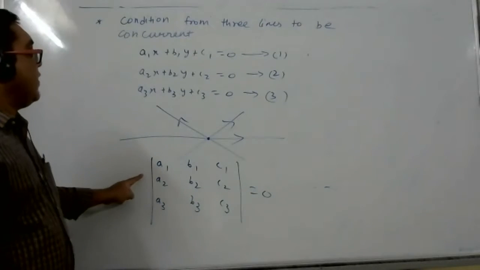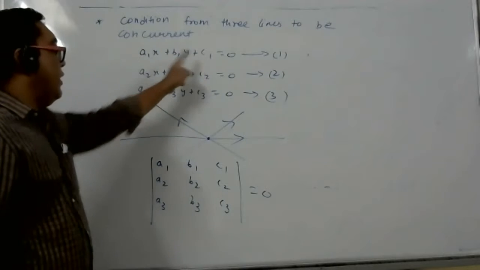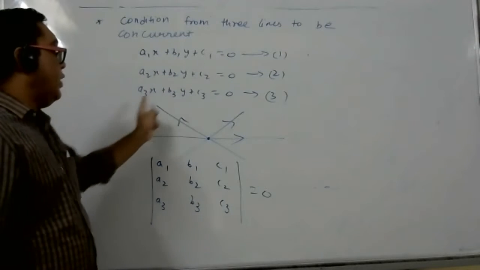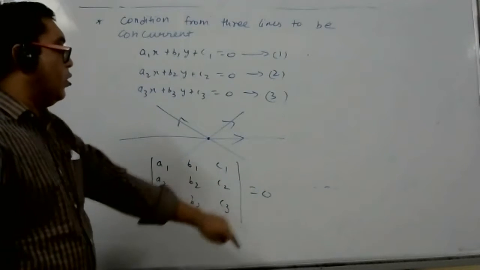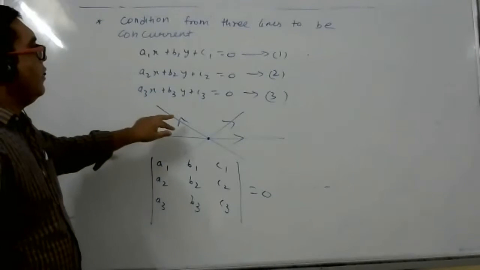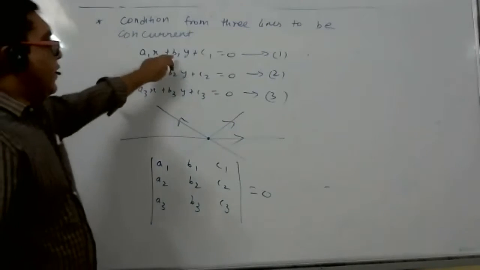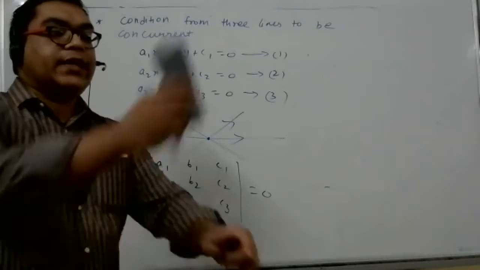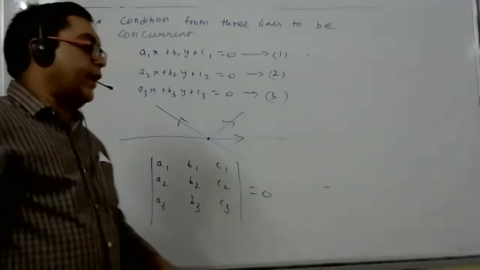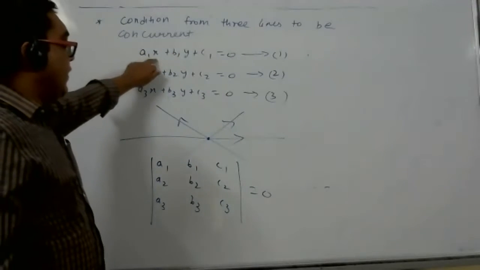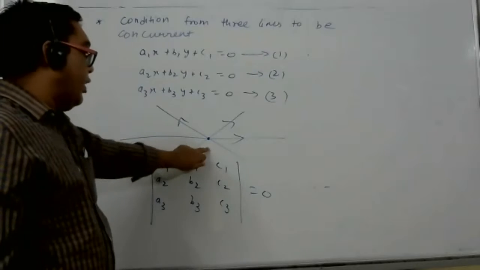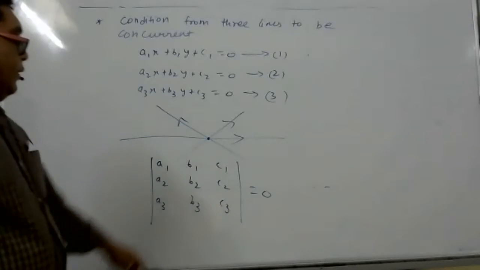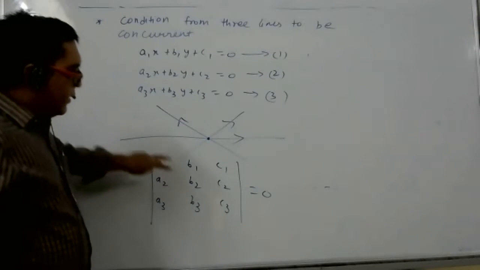This determinant, with rows A1, B1, C1; A2, B2, C2; A3, B3, C3, equal to 0, is the condition. Concurrent means what? What is the condition under which these three lines will intersect at the same point, student? If three or more lines intersect at the same point, they are said to be concurrent. And what is the condition that three lines intersect at the same point? This is the condition. This is the shortest way to write it.